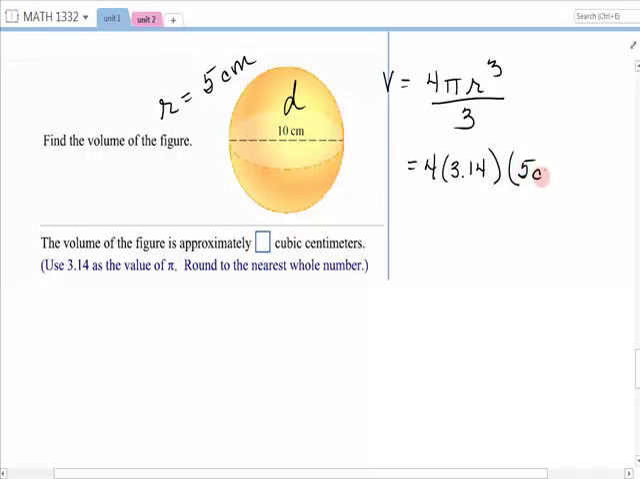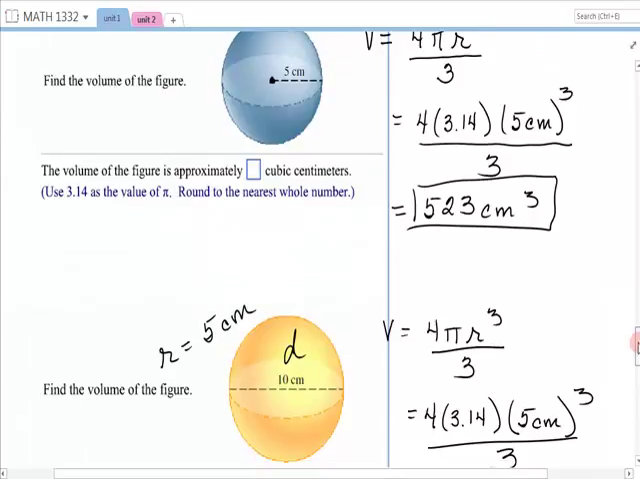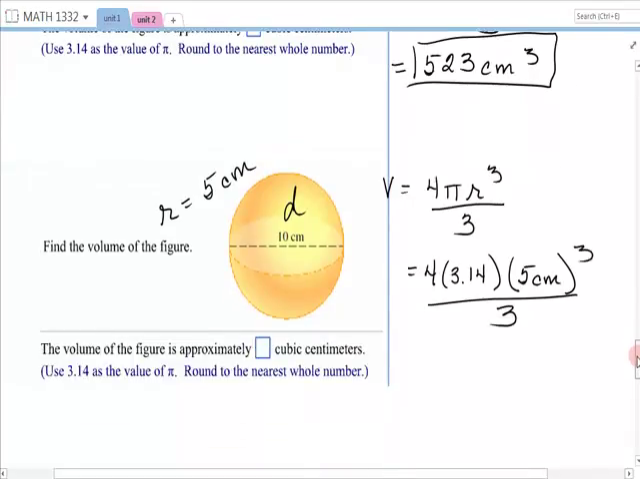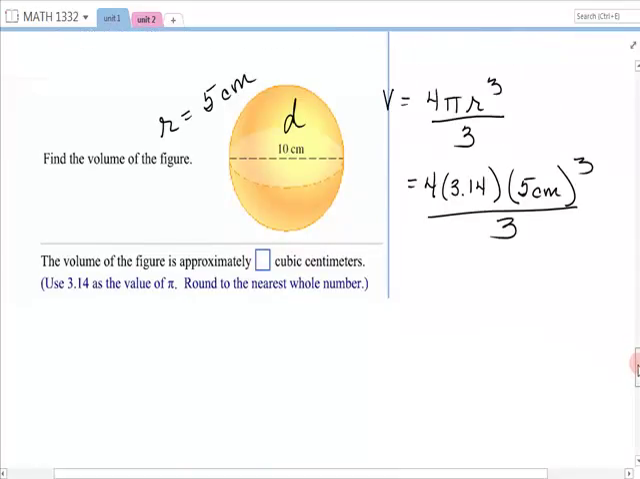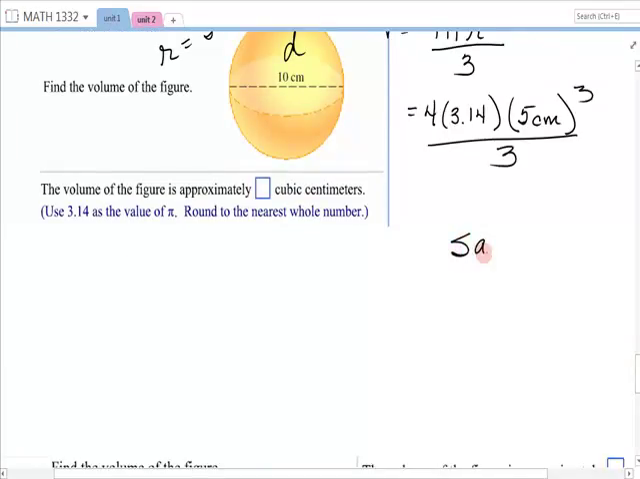So 5 centimeters cubed over 3. And this is actually now the same problem as the one above it. Because the radius was 5 up here, the radius is 5 down here. Those are the same spheres. That won't necessarily happen in your homework.